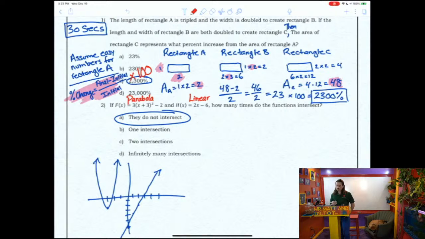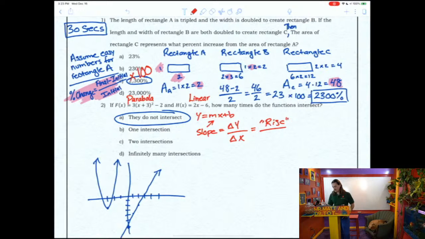So I started with the linear function because it's a little bit easier. The approach here, we know that this is in y equals mx plus b. Remember that m is equal to your slope. Your slope is going to be your change in y divided by your change in x. In other words, you can remember it as your rise over your run. How much you're changing vertically divided by how much you're changing horizontally.